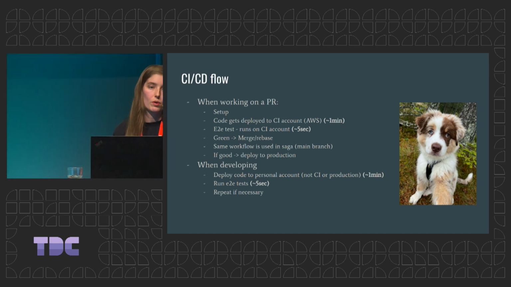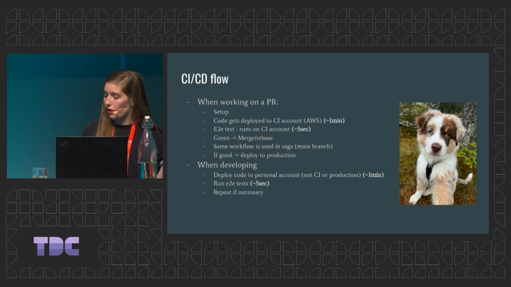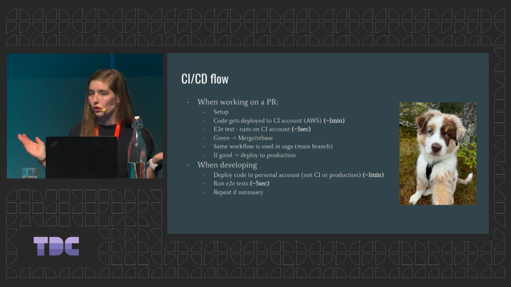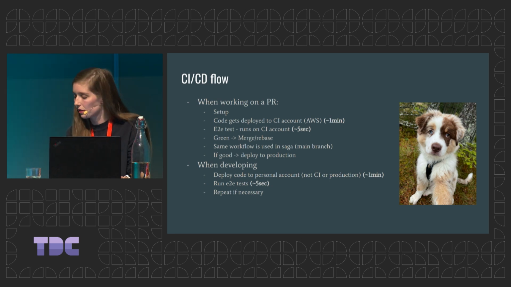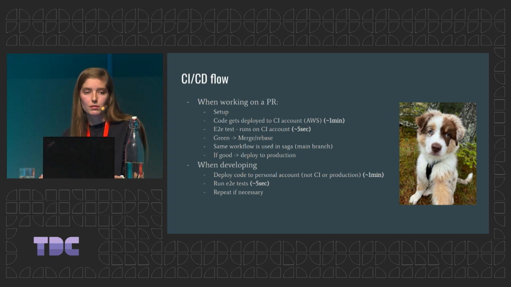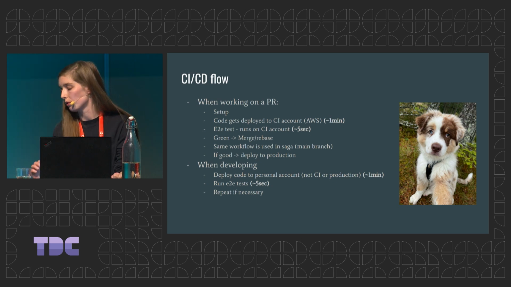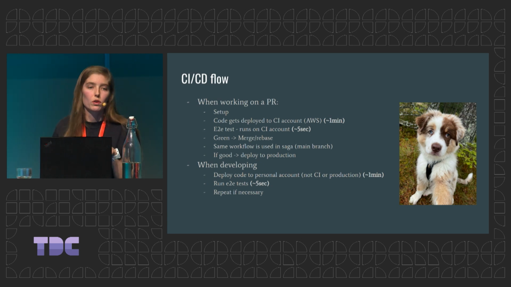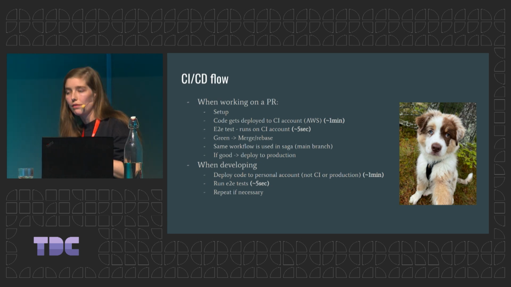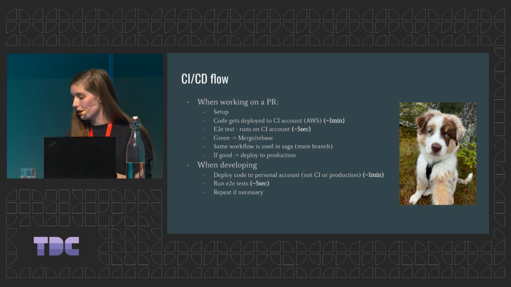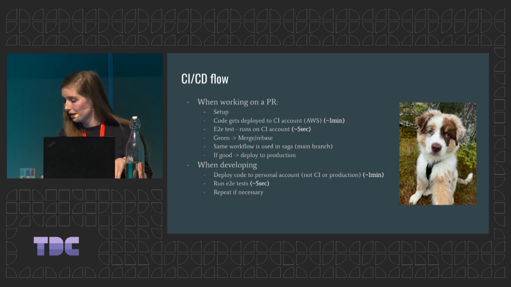And then the same workflow is run in Saga, which is our main branch, to make sure that it works on the code there. And if it's good, you deploy it to production. During development, I'm often deploying the code to my personal account, just for testing different things. So then I will deploy the changes I've made, which could take up to 1 minute, depending on how many changes you have. Running the end-to-end test, again, takes like 5 seconds. Then I just repeat throughout the development process.